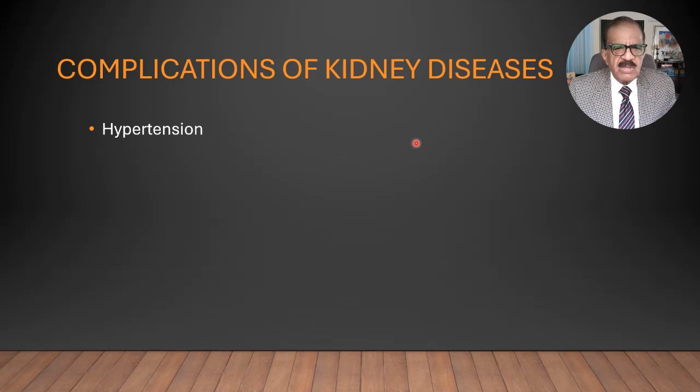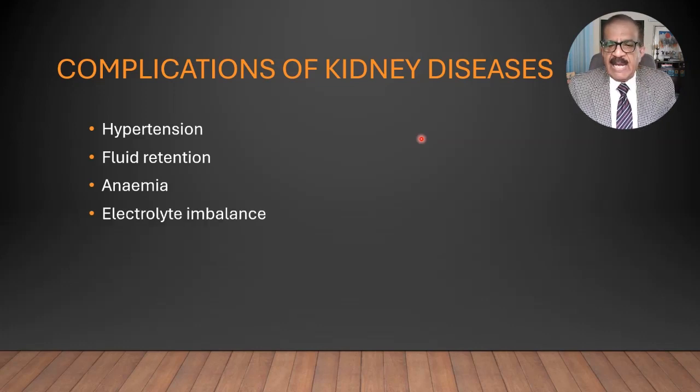Complications of kidney diseases: hypertension is one, fluid retention, and fluid retention is not just edema, it actually can lead to pulmonary edema, it could lead to heart failure, it could lead to encephalopathy. So fluid retention is a very, very big issue. Anemia because of absence of erythropoietin, electrolyte imbalance, all the electrolytes are excreted by the kidney. So people with kidney failure are likely to develop sodium abnormality, potassium usually goes up, phosphate also goes up, sulfates also go up, urate also goes up.